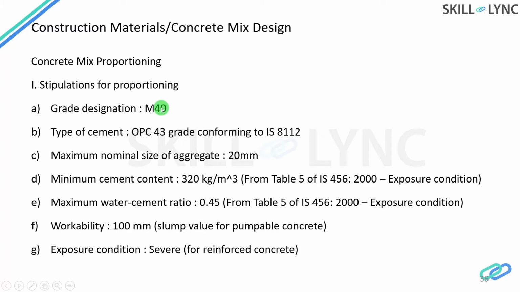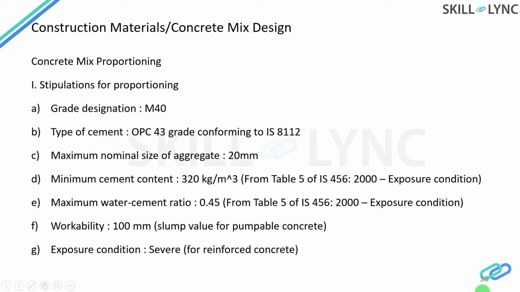The data required for calculating the concrete mix design is grade designation. So the grade of concrete used here is M40. The type of cement is OPC 43 grade conforming to IS 8112. This is the code for 43 grade cement. The maximum nominal size of aggregate used is 20 mm.